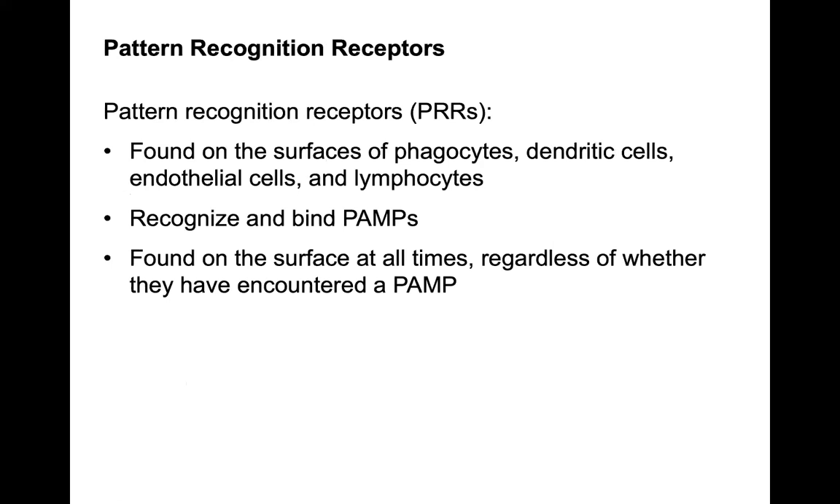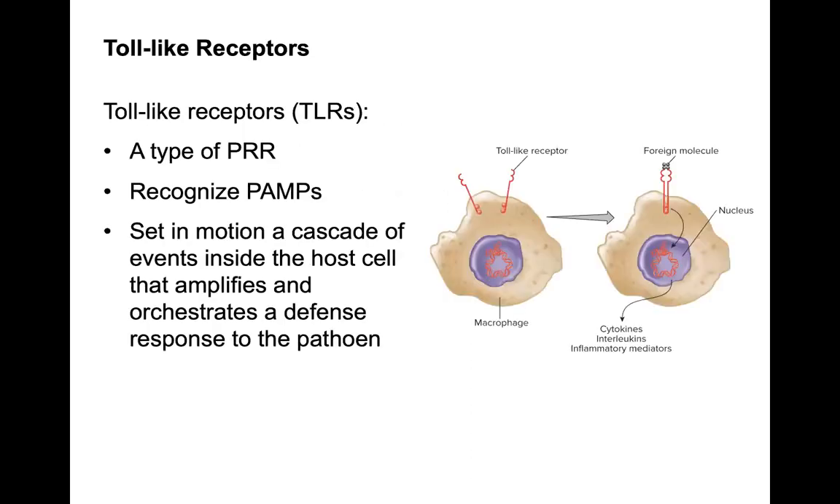The pathogen recognition receptors, these are found on surfaces of phagocytes, dendritic cells, endothelial cells, and lymphocytes. They recognize and bind to the PAMPs. They are found on the surface at all times, regardless of whether they have encountered a PAMP or not. Toll-like receptors, this is a term that's used to describe a type of pathogen recognition receptors. They recognize PAMPs, and they set in motion a cascade of events inside the host cell that will amplify and orchestrate a defense response to the pathogen.